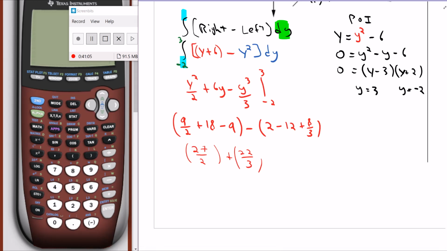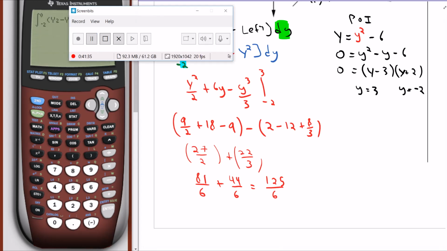So that would be 27 times 3 is 81 over 6 plus 44 over 6, which is going to give us 125 over 6 when you add those, I believe, right? Let me just check on the calculator.